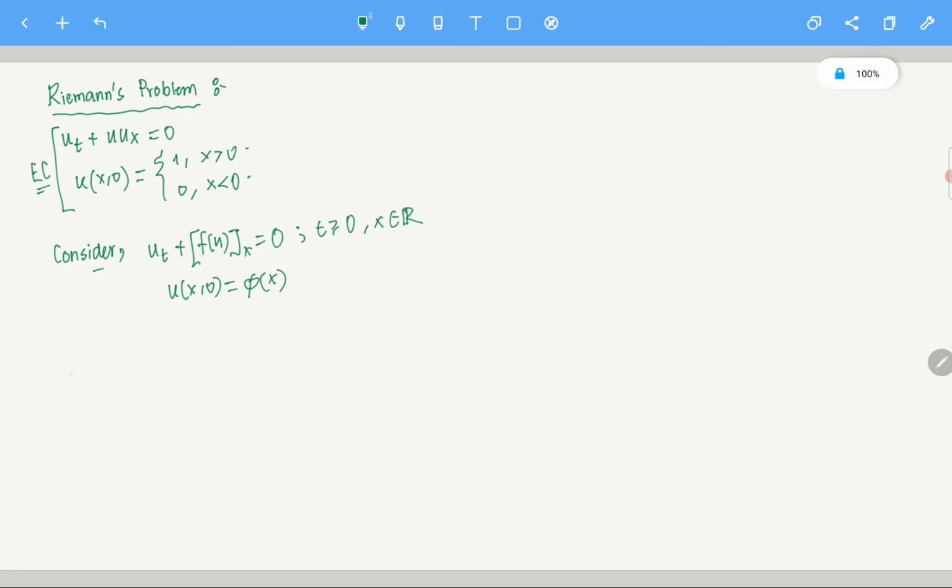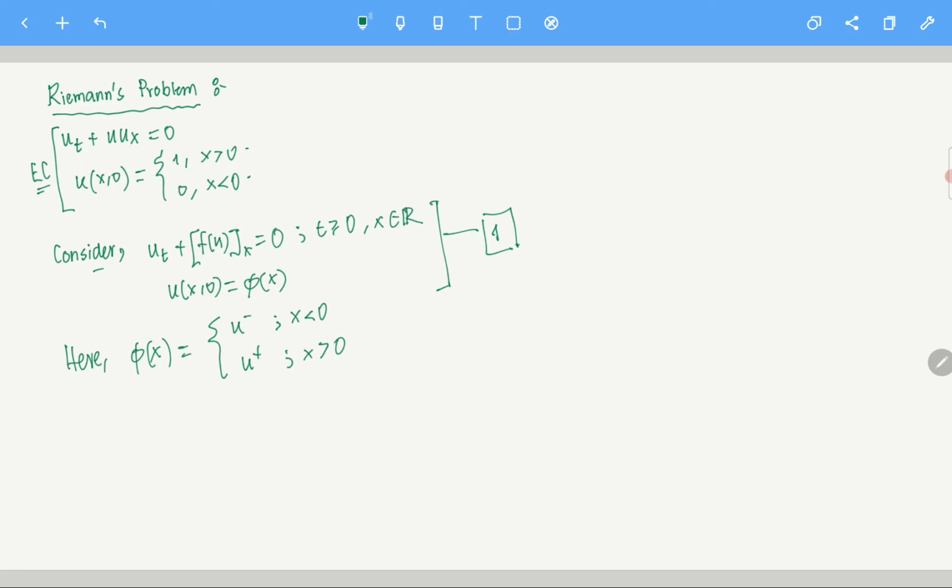Here phi of x is a very special function. This problem is called a Riemann problem. Let me write it down, number this as (1). Here phi of x is a piecewise constant function. Piecewise constant means it is something like this: u minus for x negative, and u plus for x positive. So basically from the left we call it u minus, and from the right we call it u plus. These are some constants.